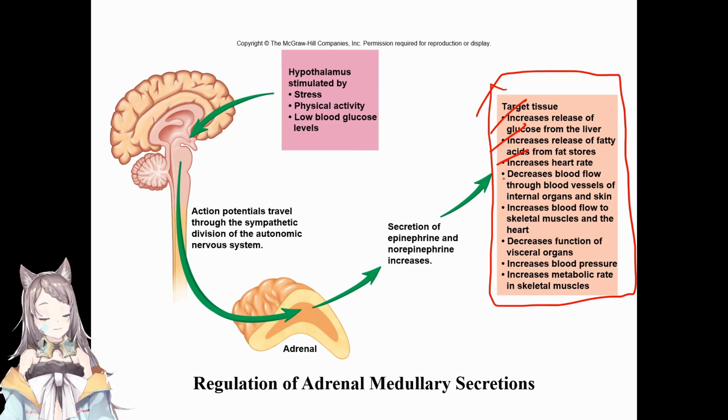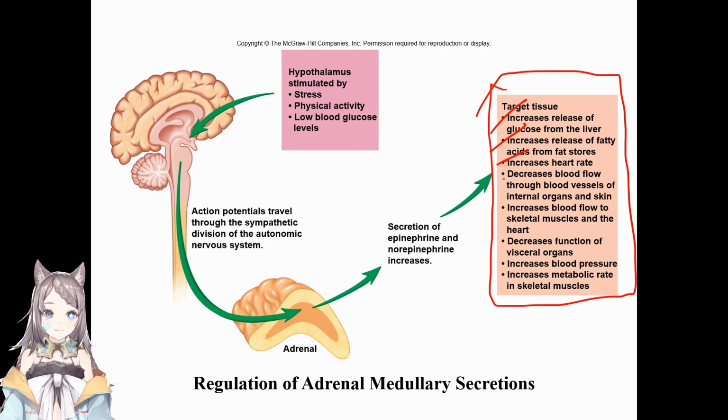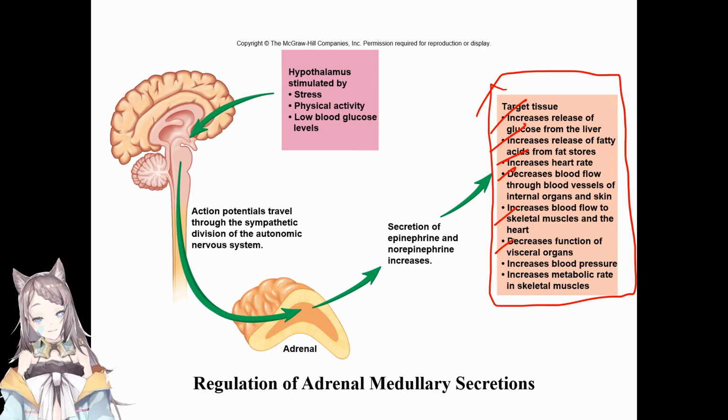And it doesn't end with increased heart rate. Your body will actually decrease the blood flow to non-essential organs. So if you're in a life or death situation, your body will not prioritize giving blood to your digestive system or to systems that are not necessary at the moment. It will decrease blood flow to the internal organs and the skin. You do not need to cool off right now. It will increase blood flow to skeletal muscles, which you will be using. It will also decrease function of the visceral organs. You do not need to digest right now. You need to run away or to fight.